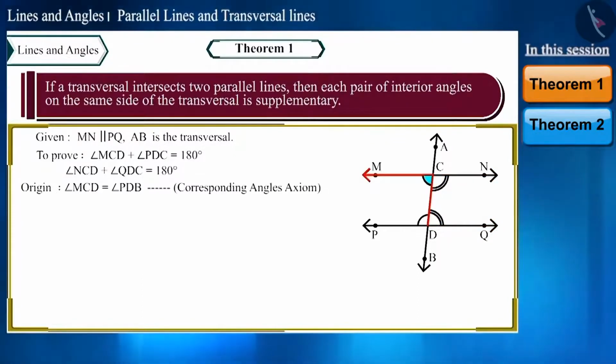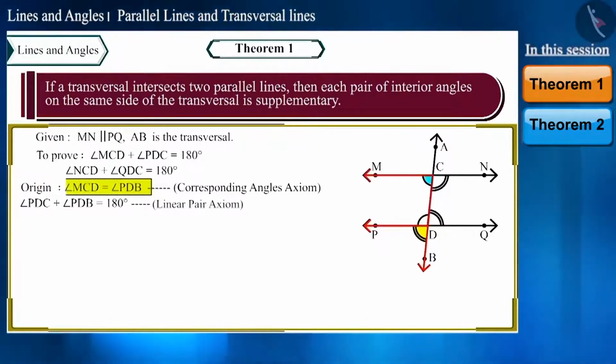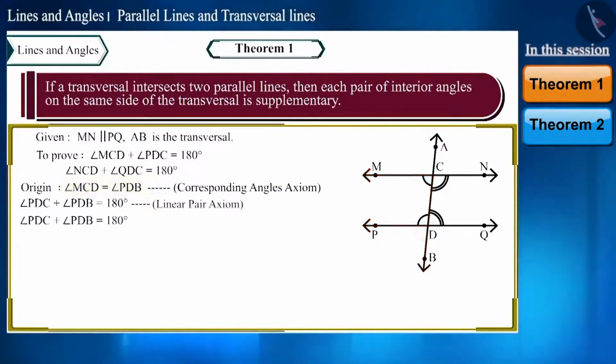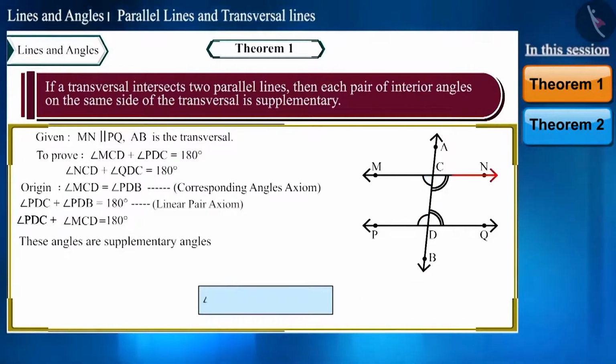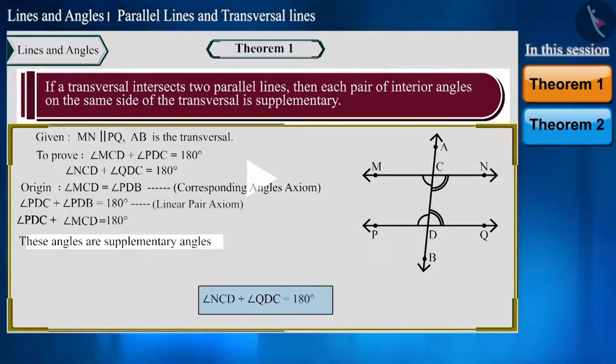Here, angle MCD and PDB are corresponding angles, so they will be equal. Angle PDC and angle PDB form a linear pair, so their sum will be 180 degrees. Look at these carefully. Here angle PDB is equal to angle MCD. So instead of angle PDB, we can write angle MCD here. Now we can say that these two angles are supplementary angles. Similarly, we can prove angle NCD and angle QDC as supplementary angles. Friends, pause the video and try to prove it yourself.